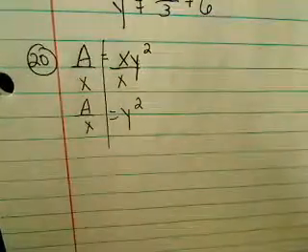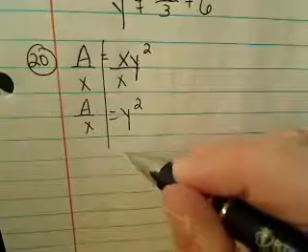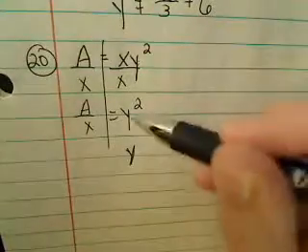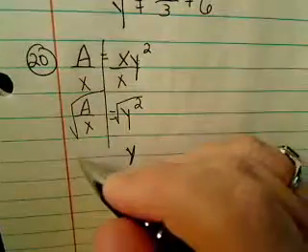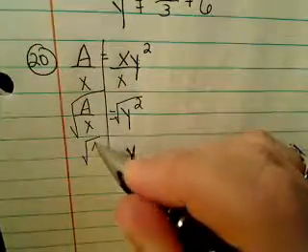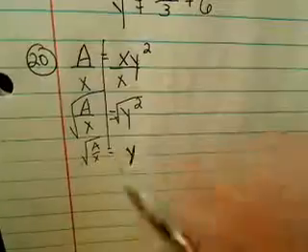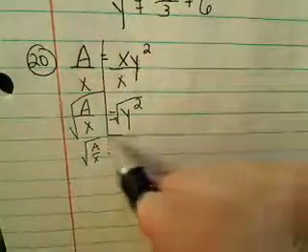So that gives me A over x is equal to y squared. Well, I don't want y squared. I just want y. So the inverse of squaring would be to find the square root of both sides. So the answer is the square root of A over x equals y. That is your final answer.